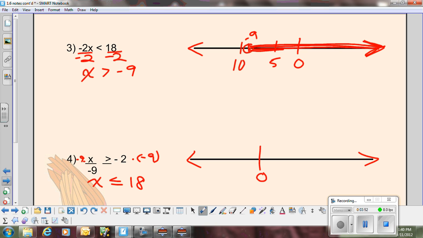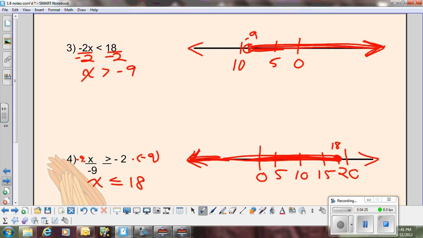Okay, we're going to count by 5s again. 5, 10, 15, 20. 18's right there, and I am less than. So solid circle because it's an equal sign. And then I go that direction. Okay, questions on those? So if you add or subtract, it doesn't affect that symbol. When you divide or multiply, it's only by a negative number.